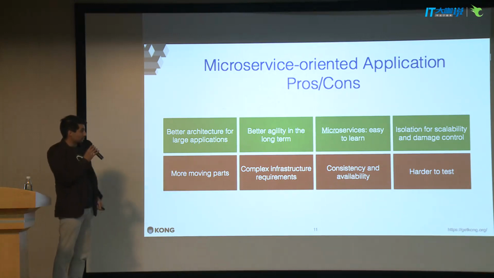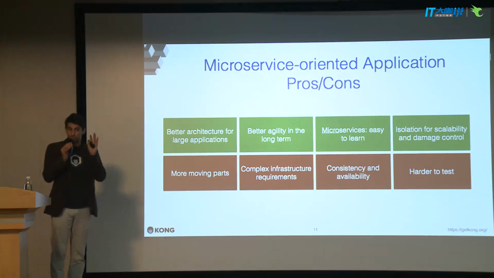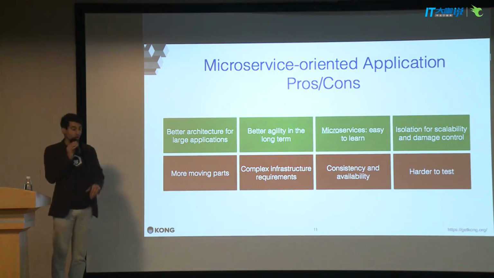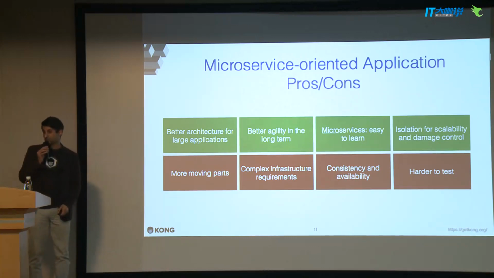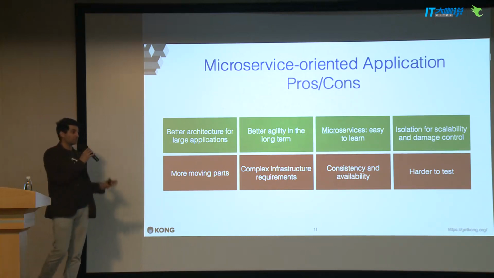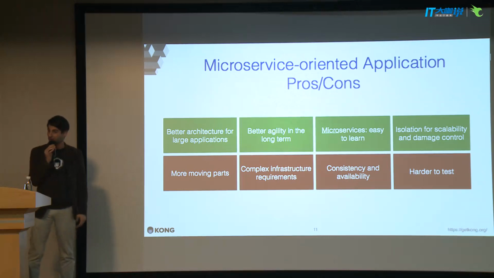And of course, you have isolation for scalability and damage control. If a microservice goes down, just that one individual component went down. It's not the entire application. You can also scale microservices independently from other components. But there are more moving parts. So if your team organization is not ready and does not have the right structure to move toward microservices, then having more moving parts could be a problem.